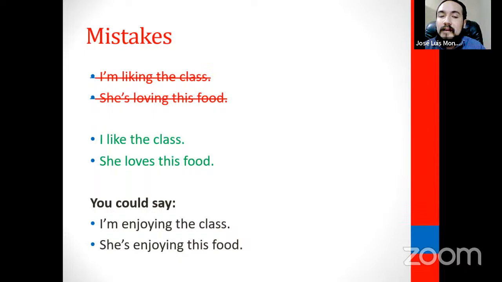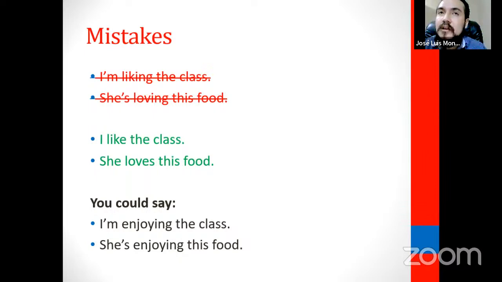Then you got this. I like the class. She loves this food, right? I like the class cannot be I'm liking the class because we have something called stative or non-stative verbs. You don't say that, right? Even in Spanish, it's not correct. I'm liking the class. You like something or you don't like something. It's not that you're liking or you're not liking. The same with love. So here, we should remember that there are some verbs that cannot be used in ing because it doesn't make sense. That works in English and in Spanish as well, right?